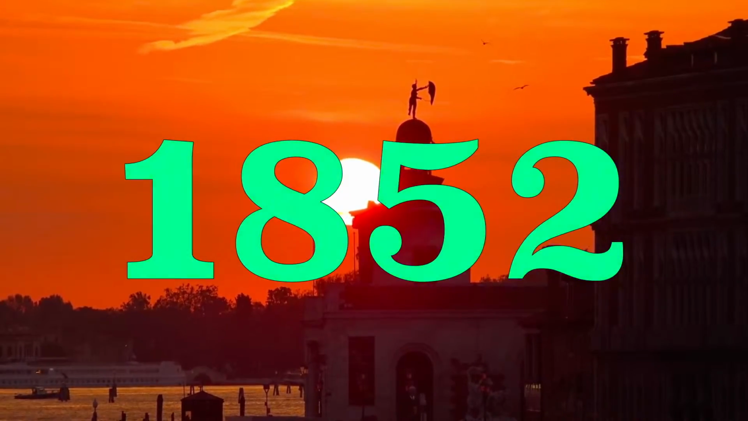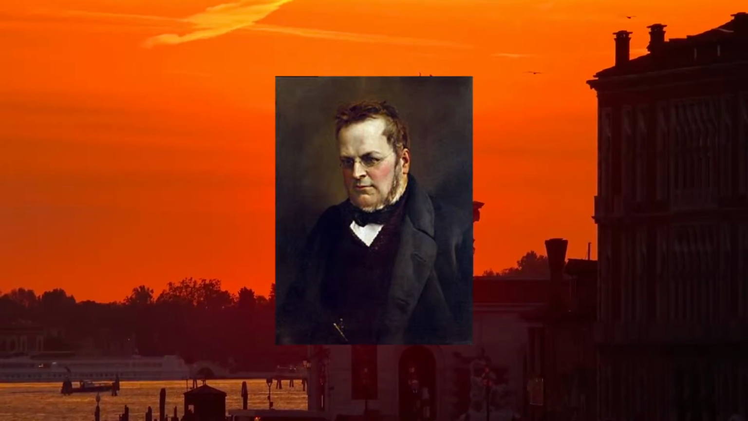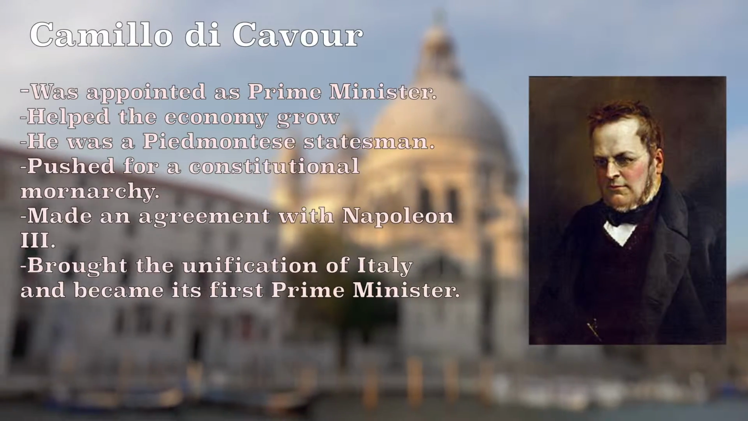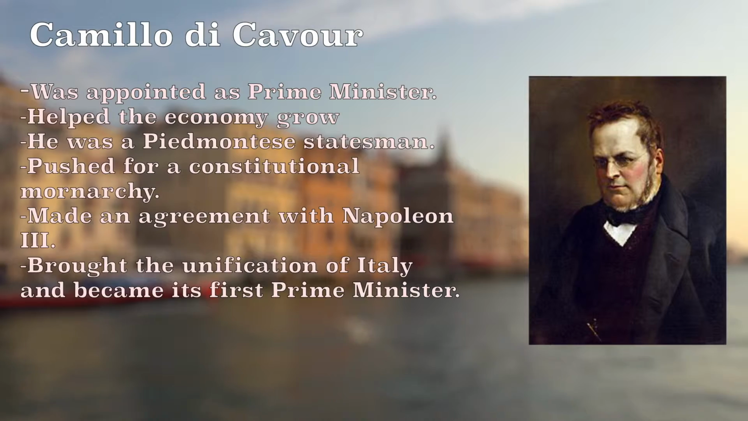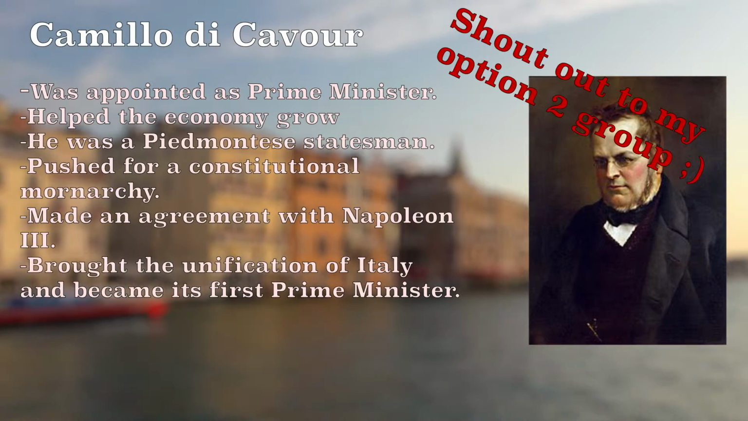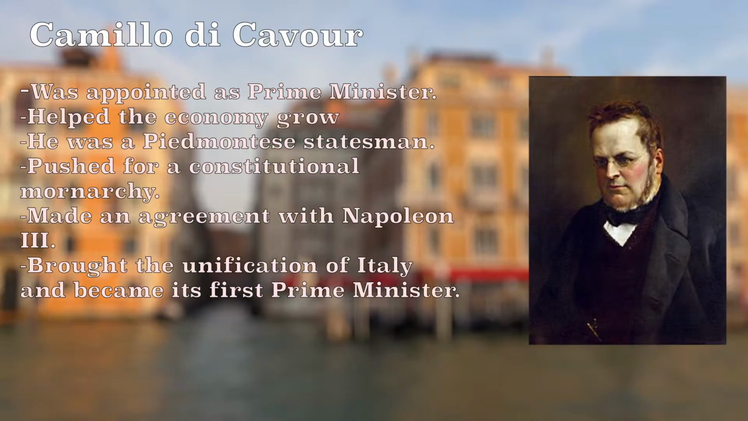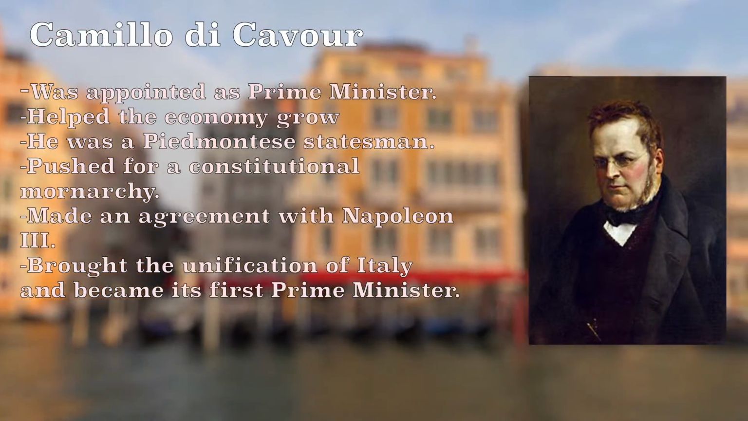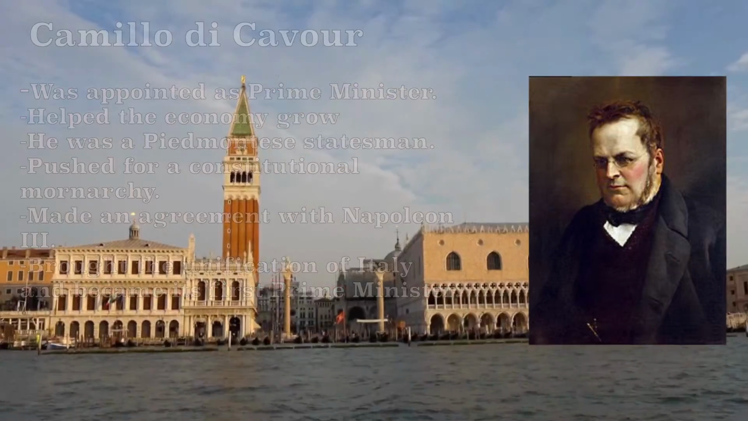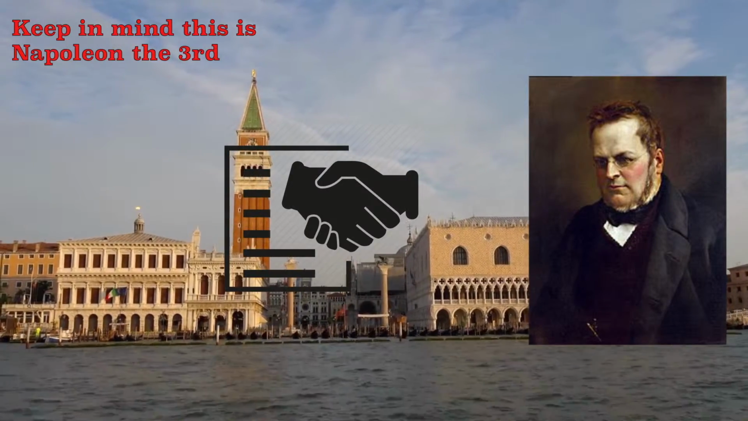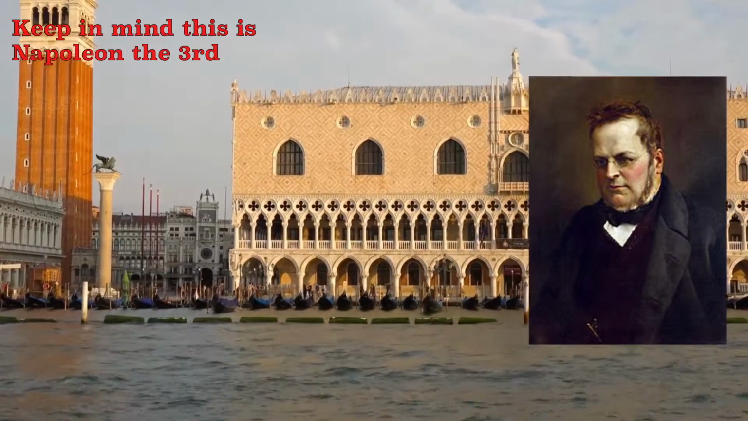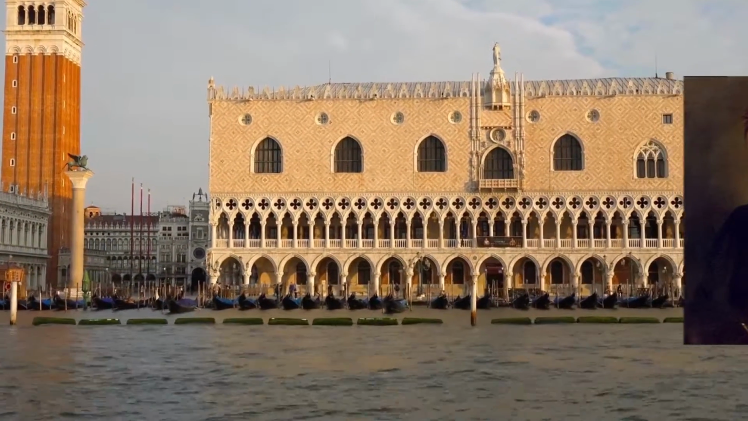In 1852, Camillo di Cavour was appointed as prime minister. When Cavour stepped into power, he helped the economy grow and he pushed for a constitutional monarchy. Italy and France unified with an agreement between Cavour and Napoleon. With this, Napoleon agreed to help drive Austria out of the northern provinces of Lombardy and Venetia.